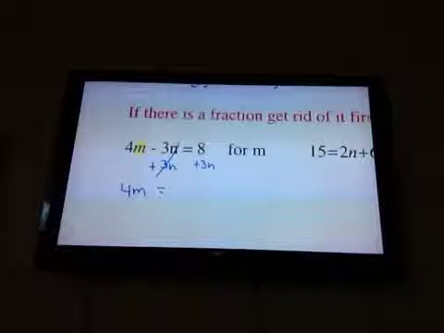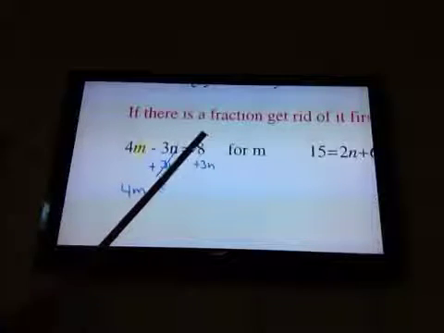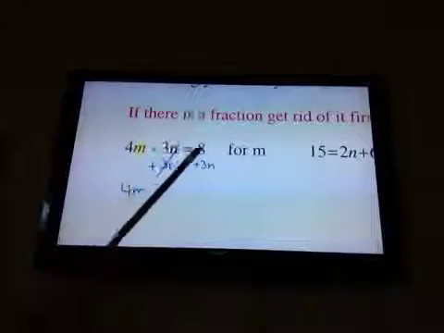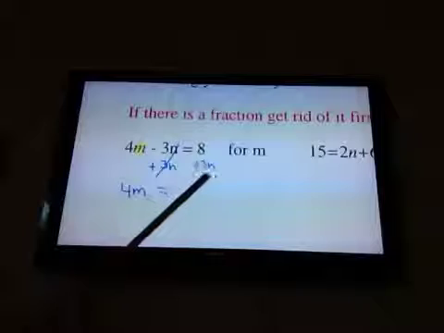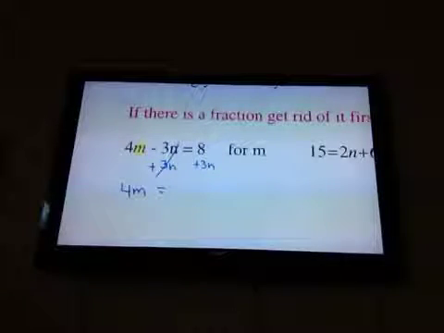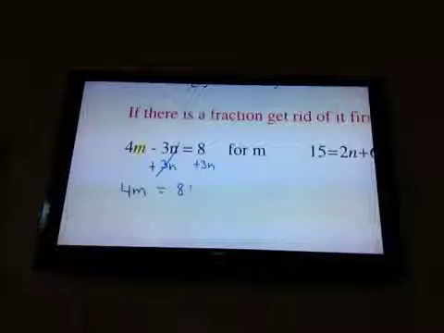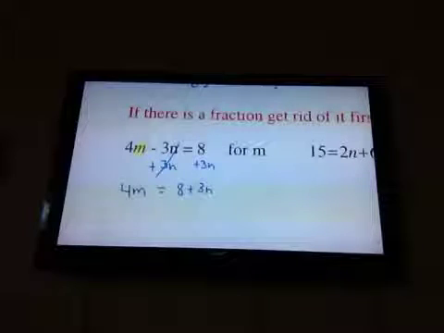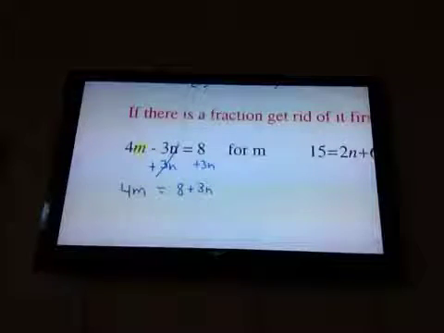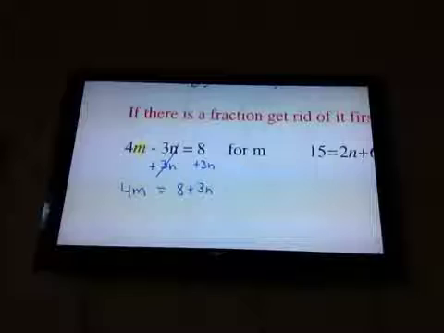Now, I cannot literally add these together because one of them is a number and one of them has a variable. So you can't literally take 8 plus 3n and do anything with it. So you write it as 8 plus 3n. We're going to see a lot of that kind of concept.